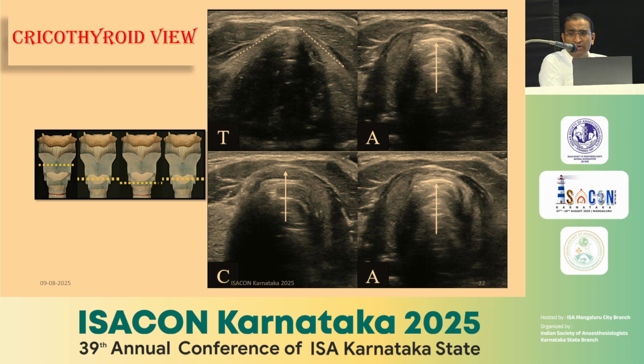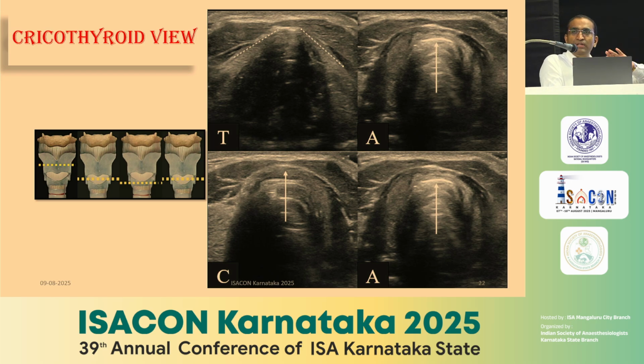Then the cricothyroid membrane should also be confirmed by placing the probe transversely. The TACA method: first identify the thyroid cartilage, come down, identify the air mucosal interface, which is nothing but the cricothyroid membrane, again go down to identify the cricoid cartilage, and again come back.